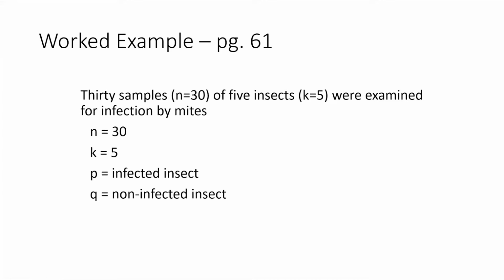Okay, so on page 61, there's a worked example. We're going to go through it in Excel, but at first I'm going to go through it with these slides to just kind of explain how you would approach these problems. So for this example, there are 30 samples. So n equals 30. Our sample size is 30 of 5 insects. So k equals 5.